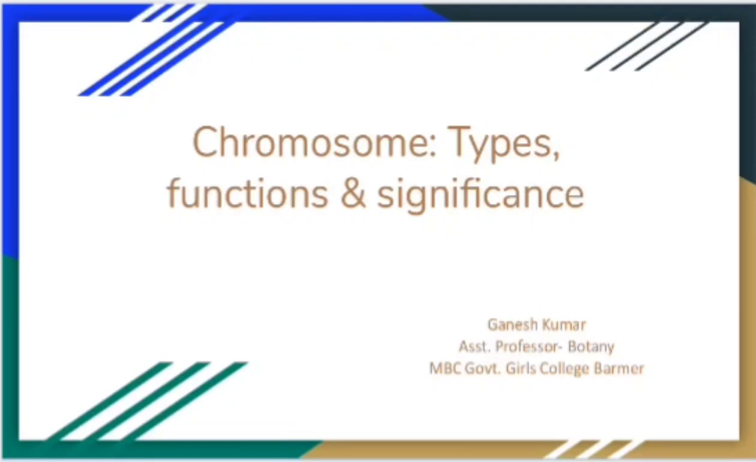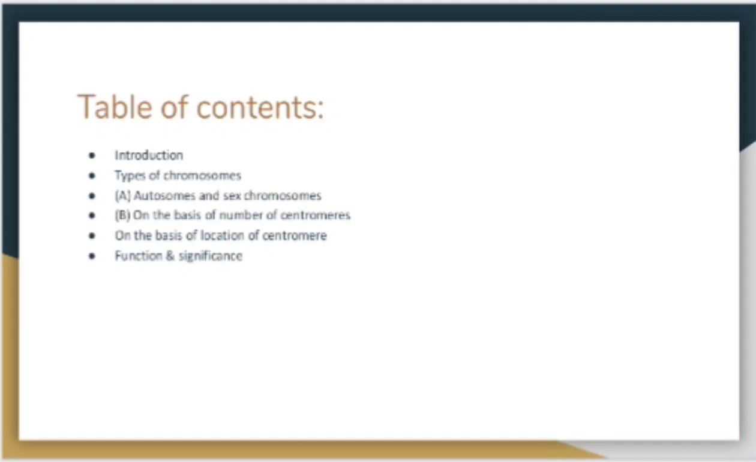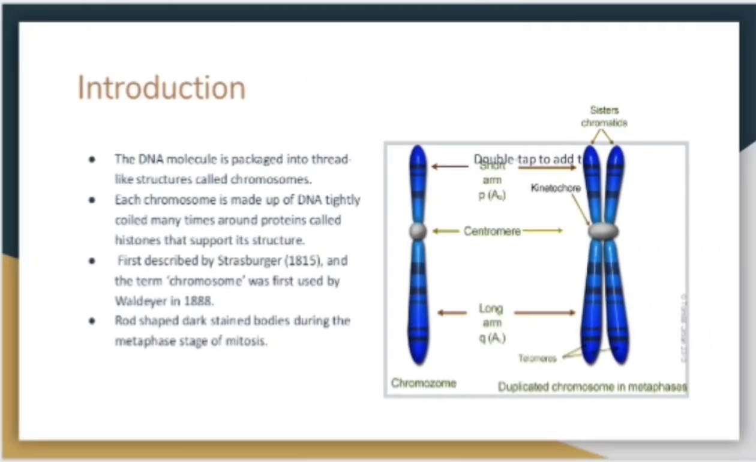Hello friends, today we discuss types, significance and functions of chromosome. Now the table of contents are as follows: introduction, types of chromosomes, autosomes and sex chromosomes, types of chromosomes on the basis of number of centromeres, on the basis of location of centromere, functions and significance.